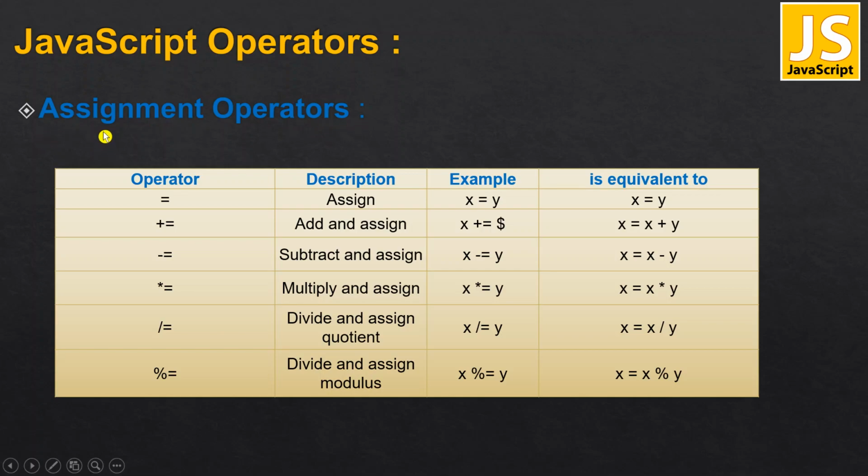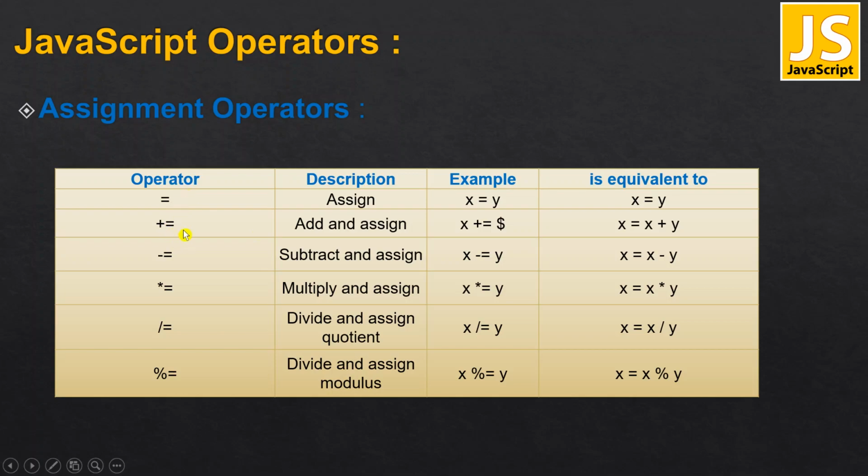As the name implies, this set of operators will assign some values to the variables, friends. Let us discuss one by one. The operator equal to means it will assign a value presented on the right side to the left side. It is not a mathematical equal to, but in programming it is called the assignment operator. So if you give x is equal to y, then the value inside y will be stored in x.